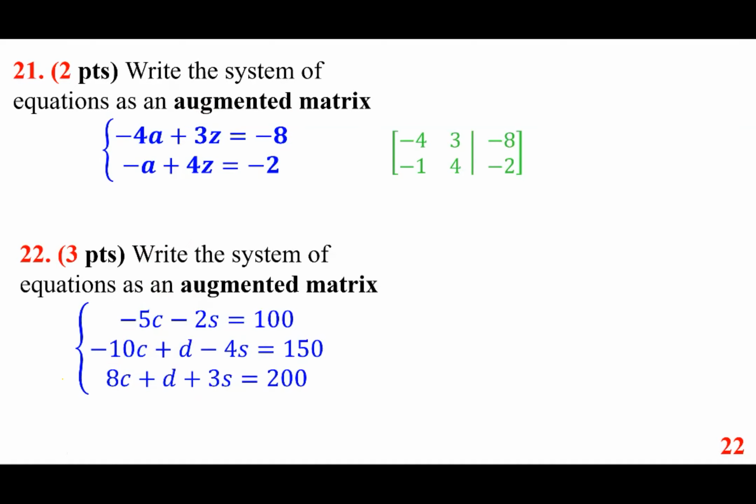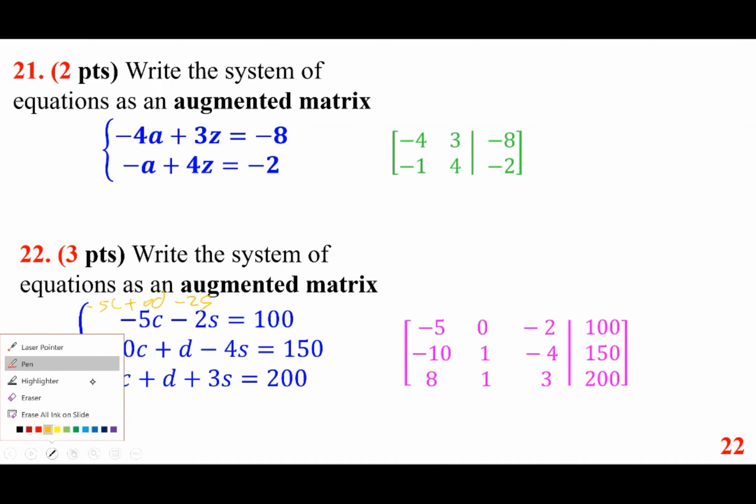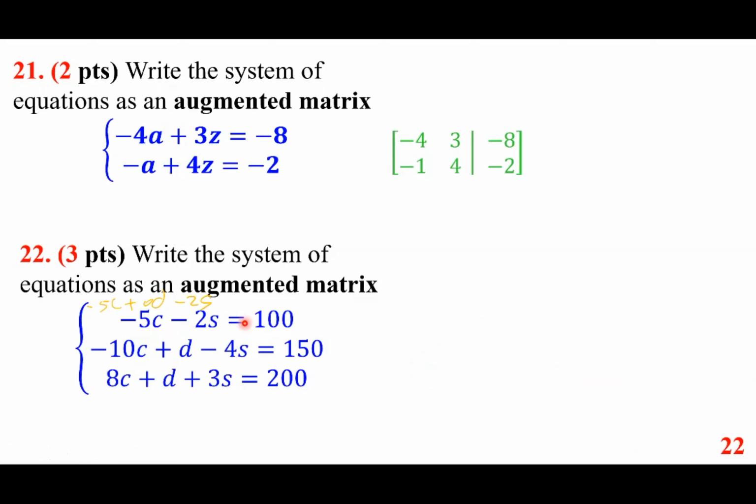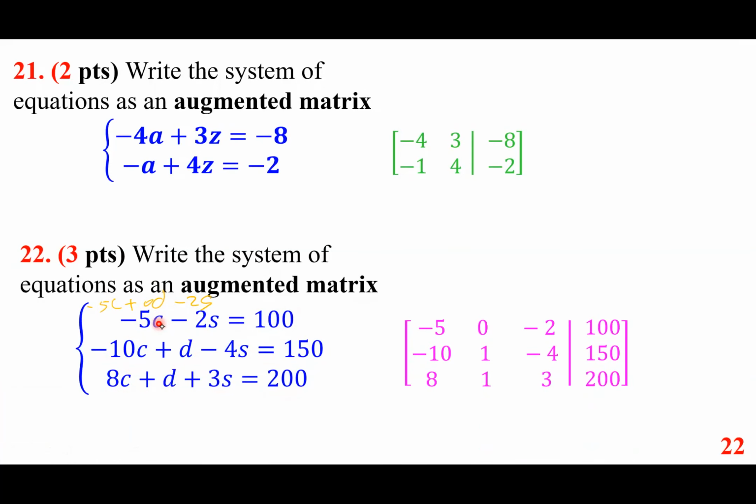So let me just rewrite this: -5c plus 0d minus 2s. It really is important to pay attention to that. So this row becomes -5, 0, -2, 100. This one becomes -10, 1, -4, 150, and the last one becomes 8, 1, 3, 200. So pay attention to the fact that there is a missing variable, and you've got to account for that.